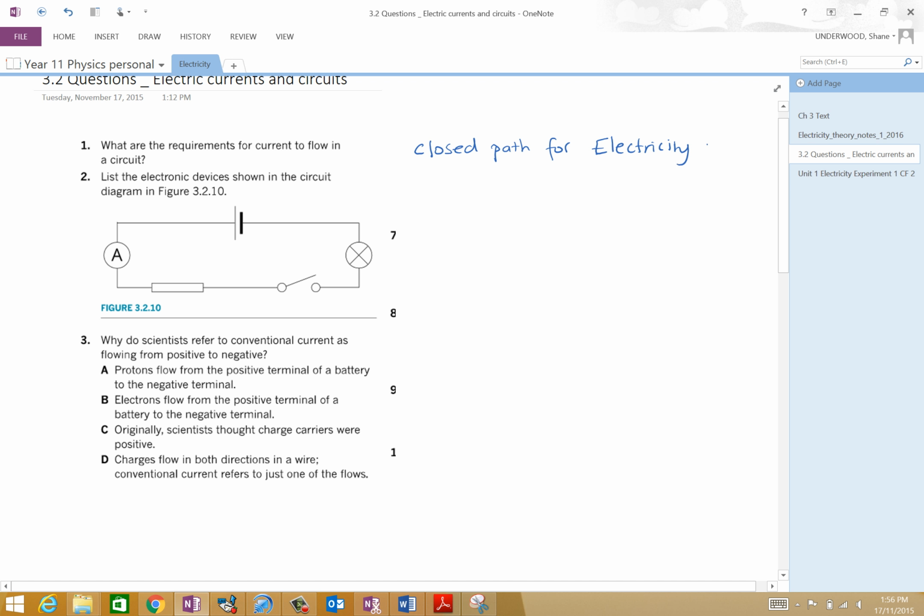For electricity to flow, there needs to be a power source as well. Yeah, also, we could have a power source, such as a battery, etc. Okay, good.